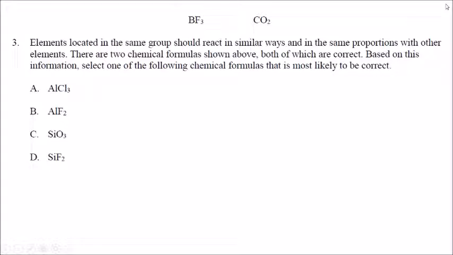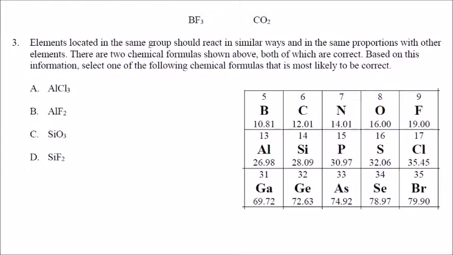Number 3, we have two formulas listed. We have BF3 and CO2, and we have to determine which of the following chemical formulas is most likely to be correct based on the rule that elements located in the same group should react in similar ways and in the same proportions with other elements. So let's take a look at a section of the periodic table that includes boron, carbon, nitrogen, oxygen, and fluorine.